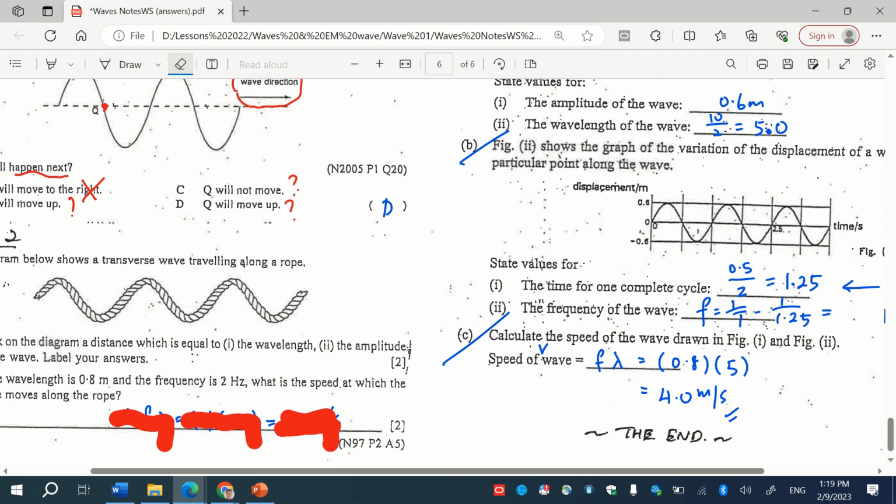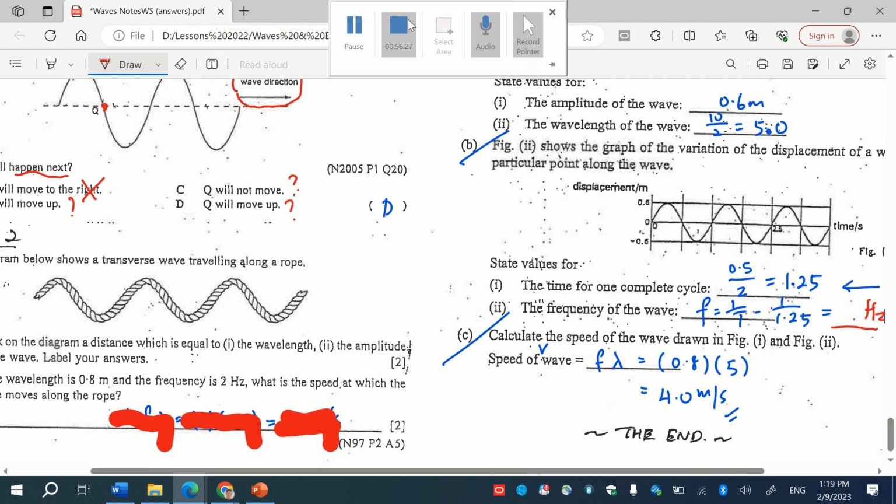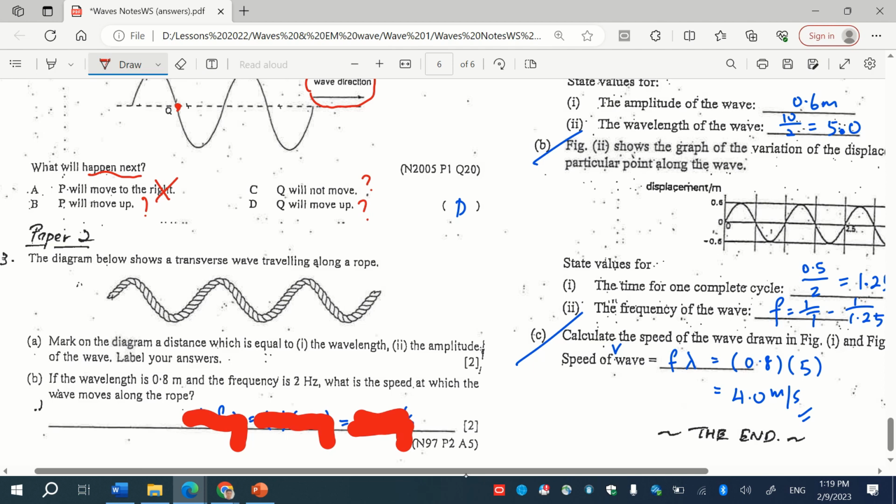This answer was erased away, but you can go and calculate and find the answer in hertz. I will stop here. Thank you. Similarly, this question as well. You can pause here and find out this answer.